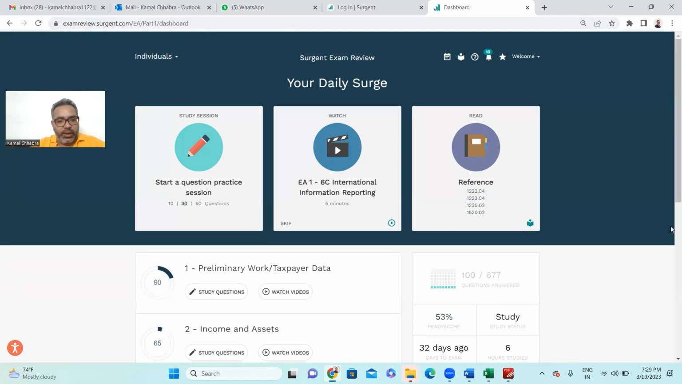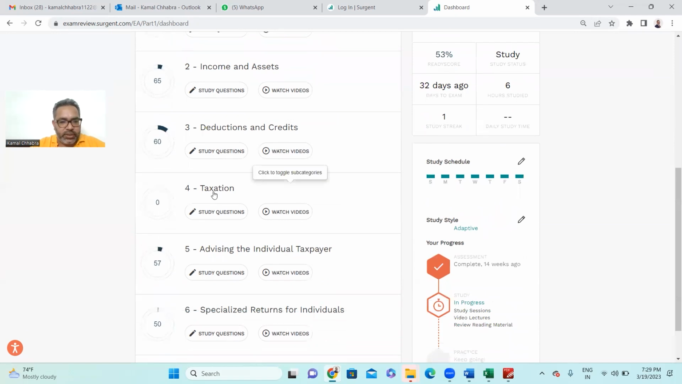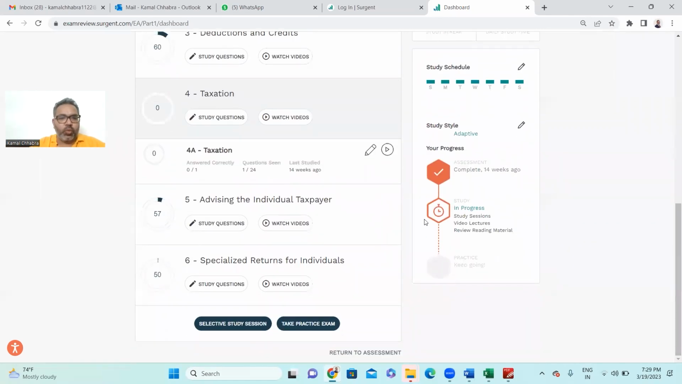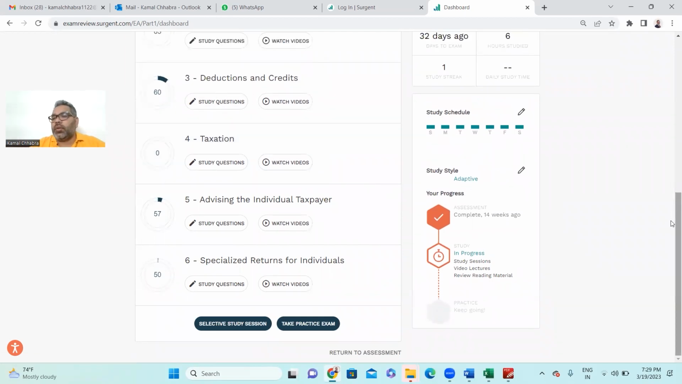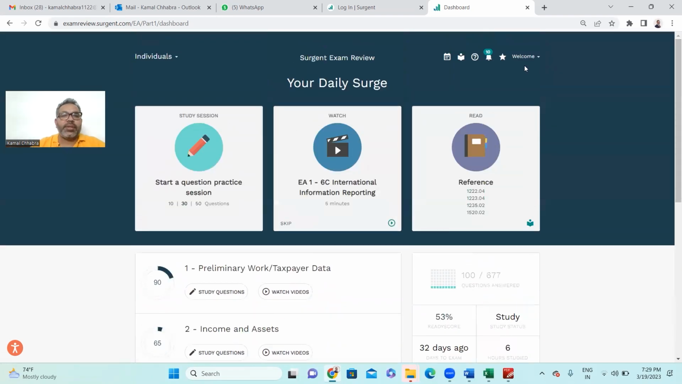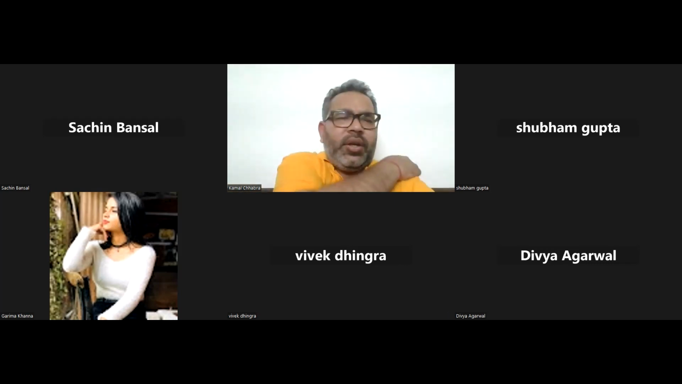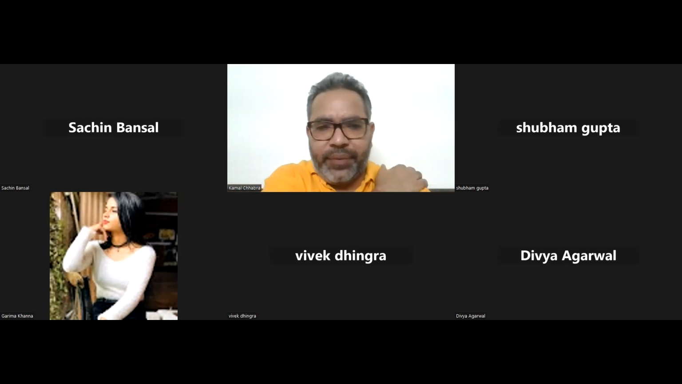In the next weekend, we'll be starting the 4th chapter, which is taxation. That may take probably 2 weeks, and then the last chapter. Oh, we have 2 more chapters. Okay, so we are halfway done, guys. The next chapter is a small one. Maybe in 2 weeks, at the max 2.5 weeks, we'll finish that.